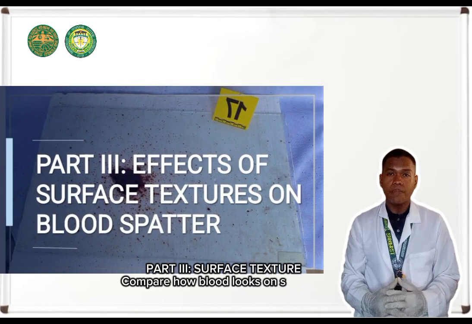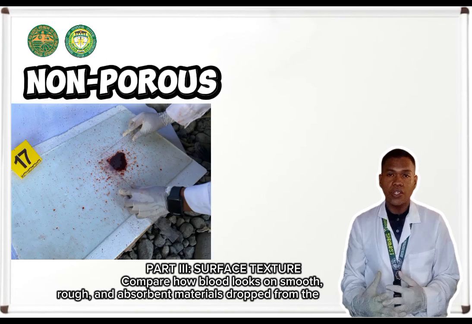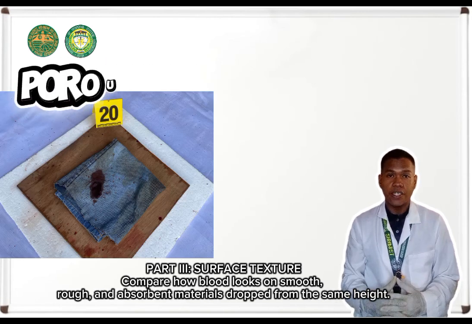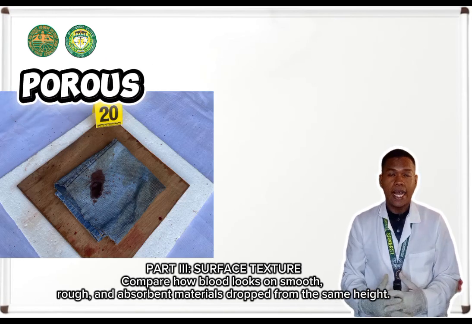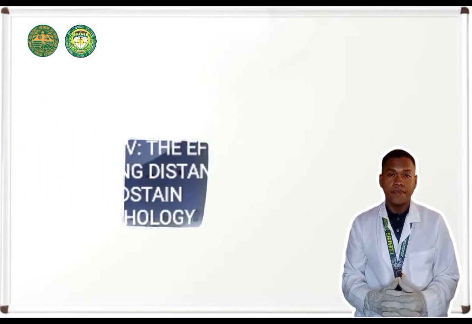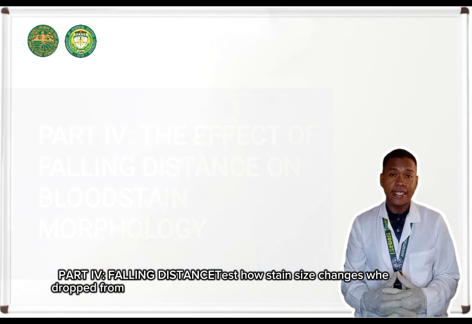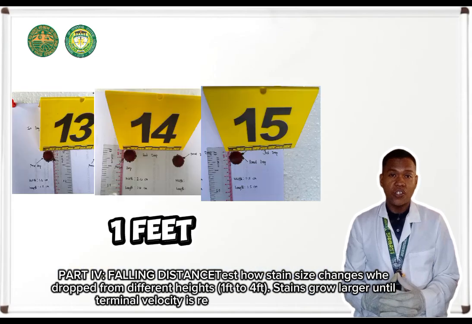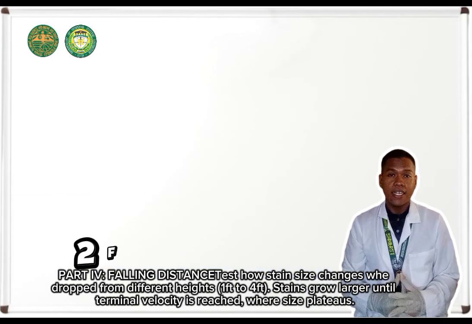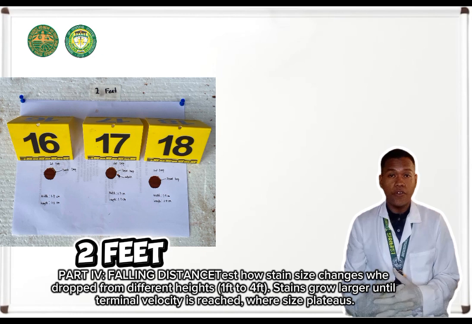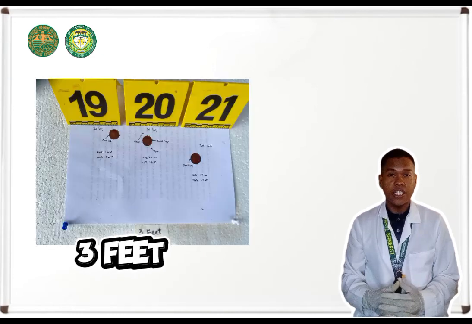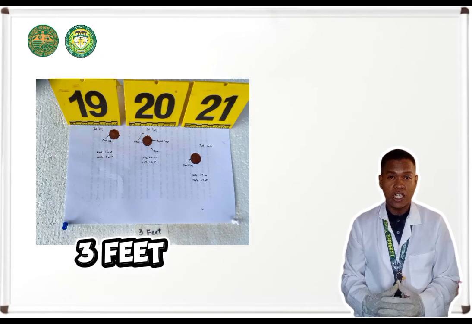Surface texture: compare how blood looks on smooth, rough, and absorbent materials, dropped from the same height. Falling distance: test how stain size changes when dropped from different heights, like 1 foot to 4 feet. Stains grow larger until terminal velocity is reached.